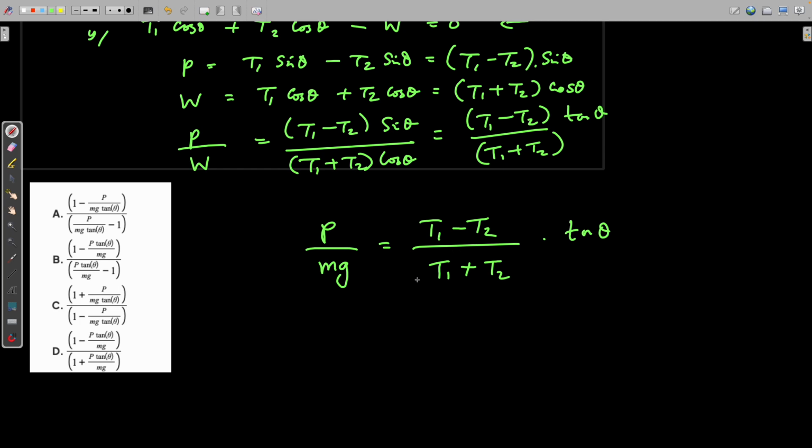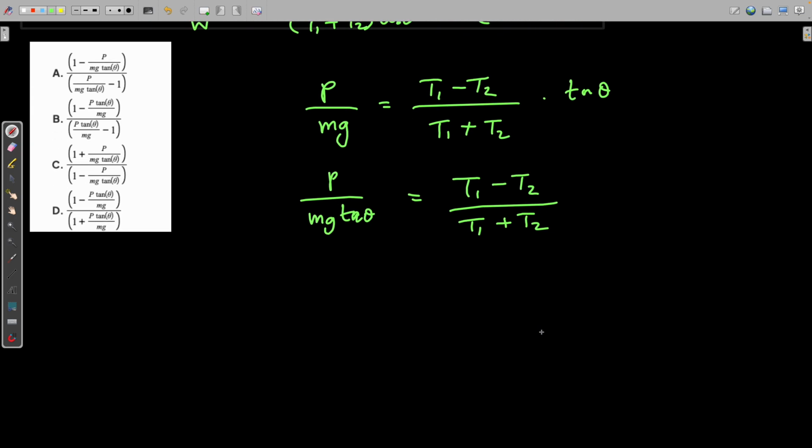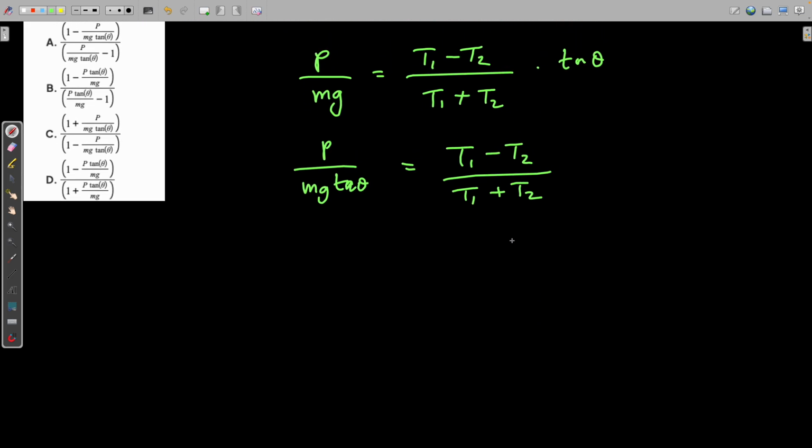So I'm just going to bring this tan theta away from the T1s and T2s. So P over mg tan theta equals T1 minus T2 over T1 plus T2. So there we've got the T1s and T2s by themselves. There's a question like this in GCSE maths where you're trying to separate some kind of fraction with A's and B's in it, and you cross multiply.